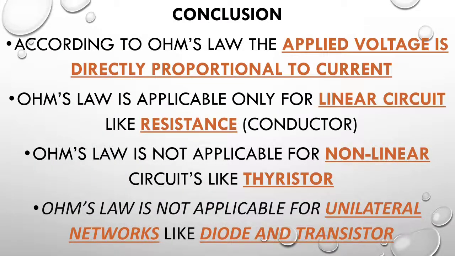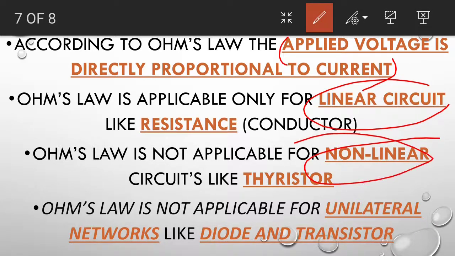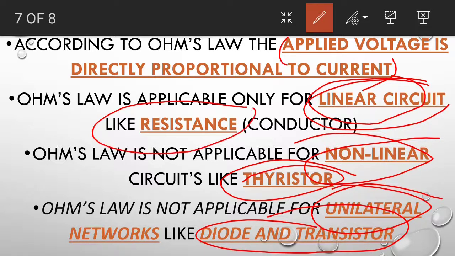Conclusion: according to Ohm's law, the applied voltage is directly proportional to the current. This is the statement of Ohm's law. Voltage is directly proportional to current, and Ohm's law does not follow the non-linear network like thyristor and unilateral network like diode and transistor, but Ohm's law only follows the linear circuit which has a resistance like a conductor.